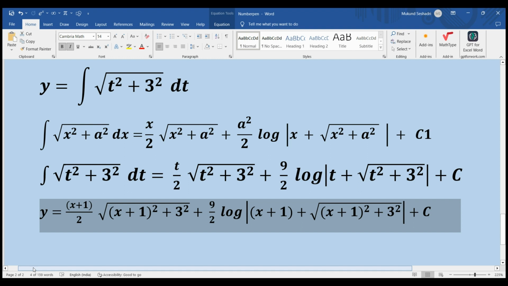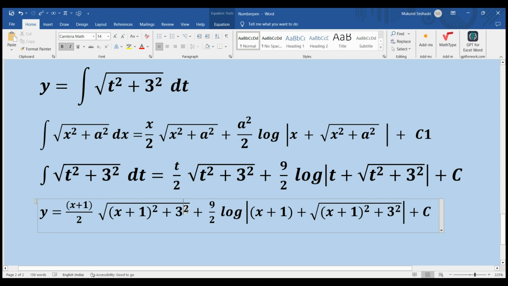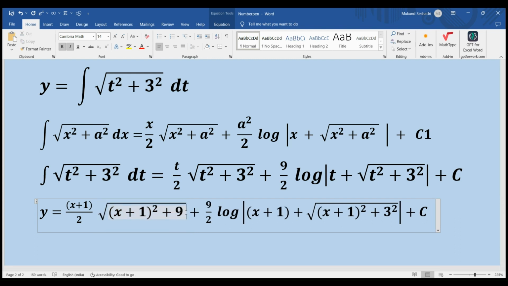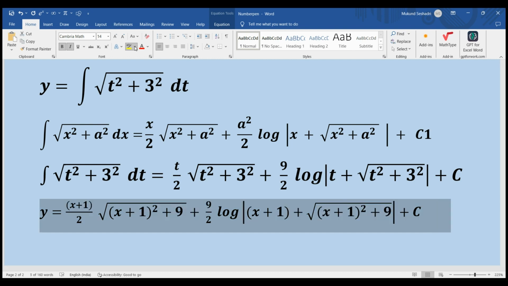y equals x plus 1 by 2 times square root of x plus 1 the whole square plus 3 square plus 9 by 2 times log of mod of x plus 1 plus square root of x plus 1 the whole square plus 3 square close mod plus c. Can I do any further simplification? The answer is no, just that I replace my 3 square and rewrite it as 9, right? So there we are. Let me highlight my final answer in pink.